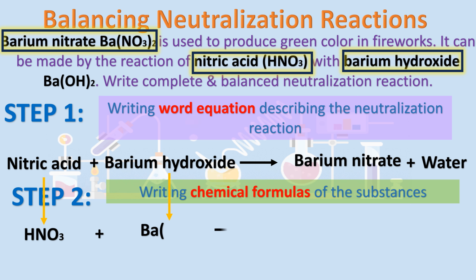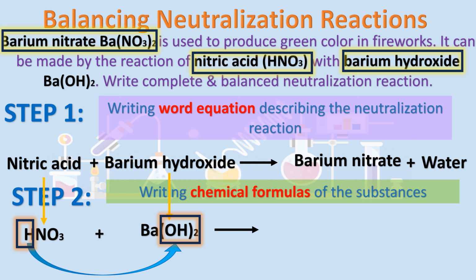The formula of barium hydroxide is Ba(OH)2, as hydrogen of acid reacts with hydroxide of a base and forms water. In a similar way, the metal ion of a base, which in this case is barium, reacts with the negative part of the acid, which is nitrate, to form salt.